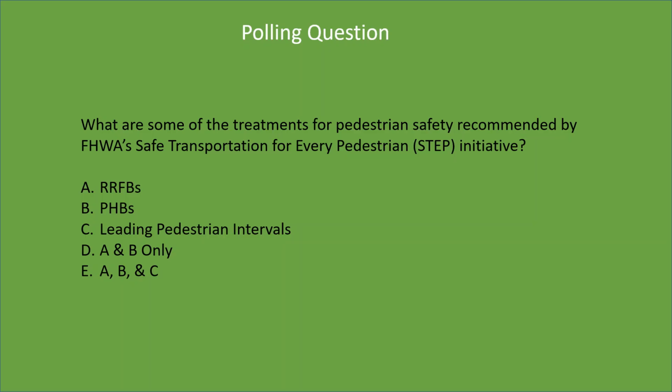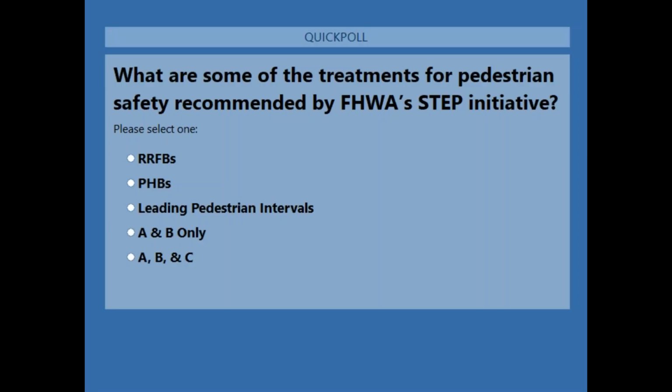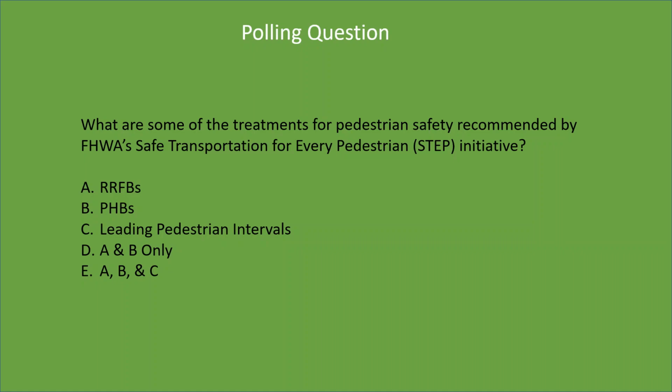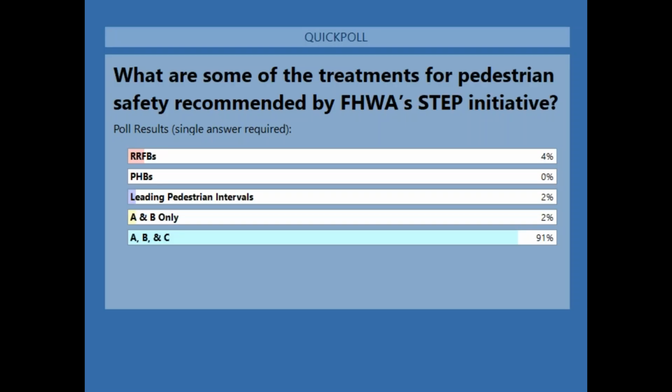So what are some of the treatments for pedestrian safety recommended by FHWA's STEP program or STEP initiative? In order to be able to vote, just hit the escape button if you were in full screen mode. And Jeremy, we're at about 68% of votes in. The majority, 91%, chose options A, B, and C. Awesome. Yep, that's correct. Those are three of their seven major countermeasures that they recommend.